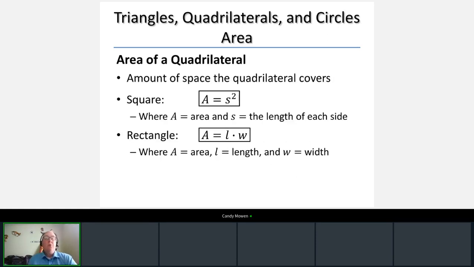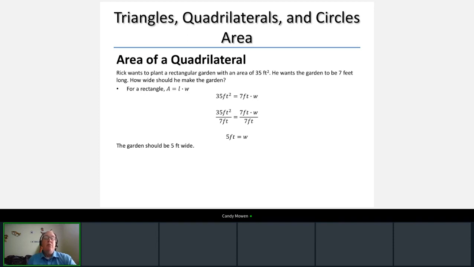Areas of quadrilaterals, the amount of space the quadrilateral covers. Square: A equals s to the second power, or side squared. A is your area, s is the length of each side. Rectangle: A is area equals length times width.